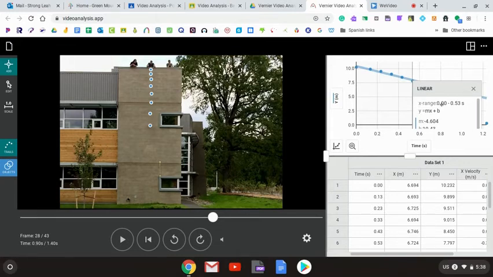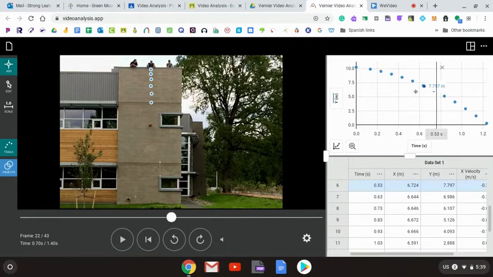Now the X range, some of you are giving me that as your speed, and that is not your speed. That's just telling me you're going from 0 to 0.53 seconds. I am looking for the speed, which would be the M of the mx plus b equation.